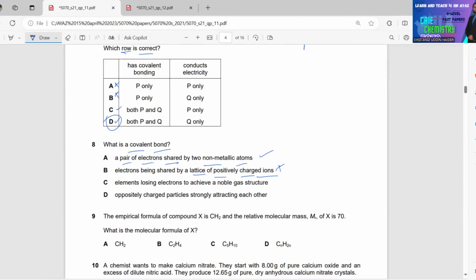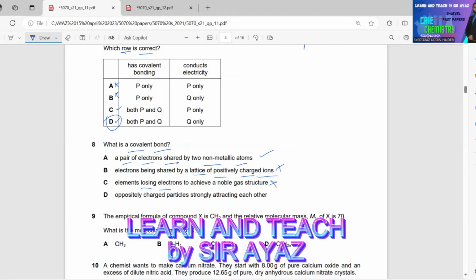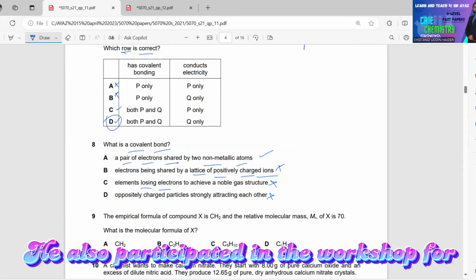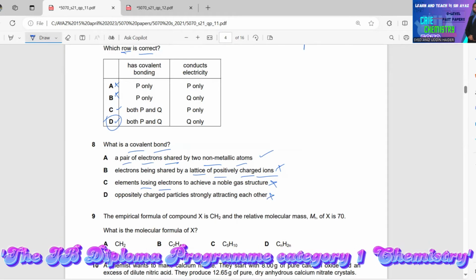C, elements losing electrons to achieve a noble gas structure. Now they are saying losing electrons, so this is also incorrect. Losing does not take place in covalent bonding. D, oppositely charged particles strongly attracting each other. This is also incorrect because there aren't any oppositely charged particles. There's only sharing of electrons and it's between two non-metallic atoms. So A must be the right answer for number 8.